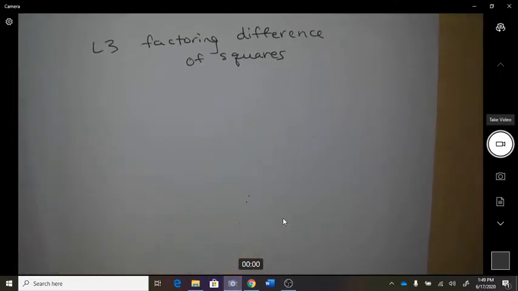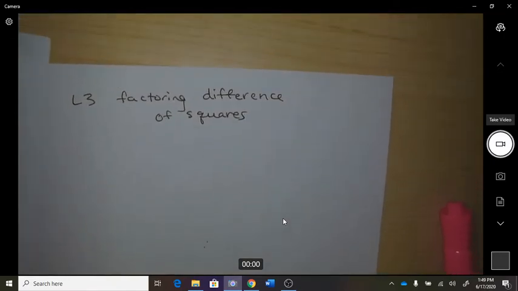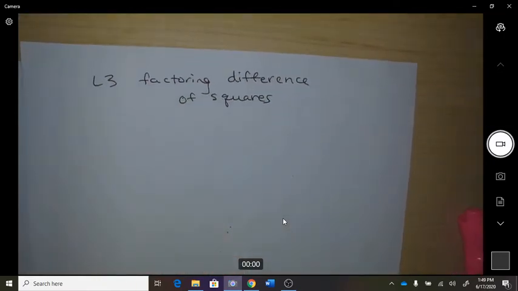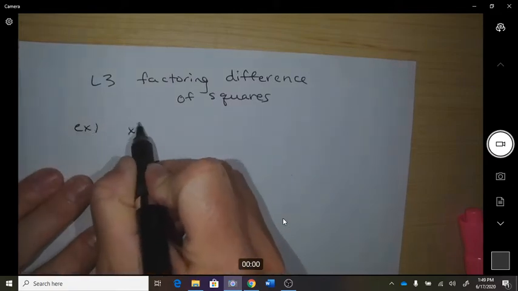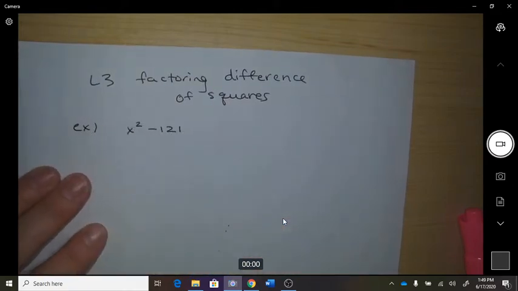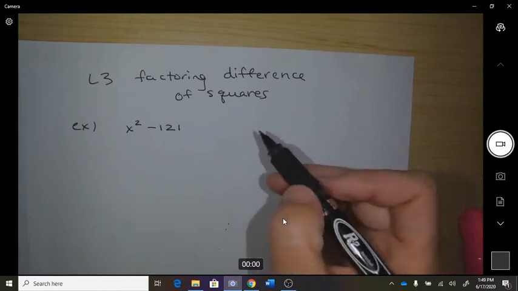Okay, lesson 3 is continuing with factoring. Now we're going to talk about how to do a difference of squares. So an example would be x squared minus 121. Okay, so this is kind of like how we were doing the trinomial, right?